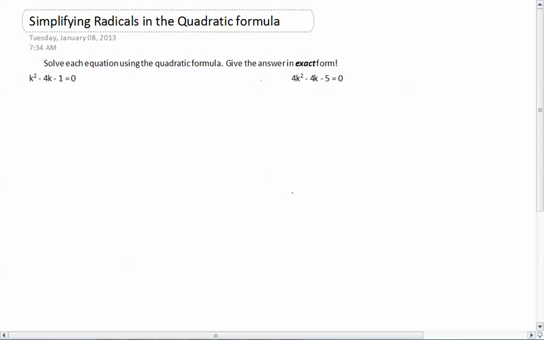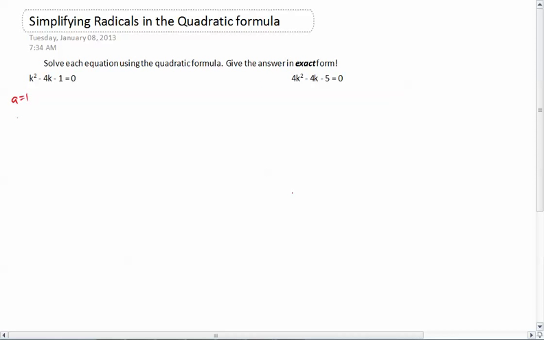That means we're not going to be able to use our calculator to punch in the square root to get a decimal answer because the decimal answers are generally approximated. So we're just going to go ahead and leave it in exact form, which means as a simplified radical and then a simplified fraction. So let's just go ahead with this first one.